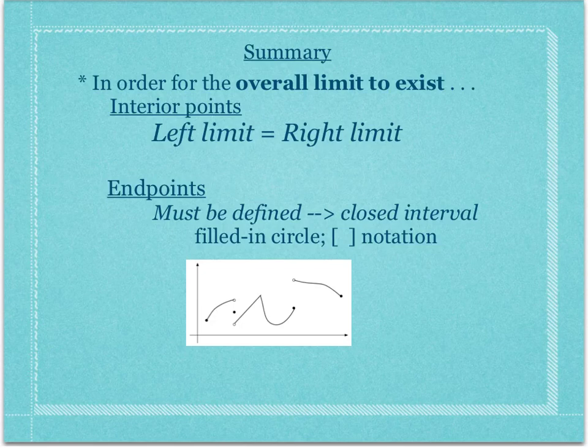And endpoints, we haven't talked about those very much, but endpoints must be defined in order for a limit to exist. Sometimes you'll hear the word closed interval. Basically, a closed interval means the filled-in circle. The notation would look like this, some square brackets. So for instance, if we look at this little example graphically that I have here, this is an endpoint. Here's a case where the limit would exist because it is filled in on that endpoint. If we had a right endpoint here and it were an open circle, in that case we would say that the limit does not exist. So that's the deal with the endpoints.